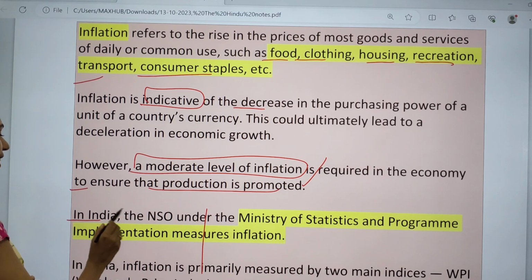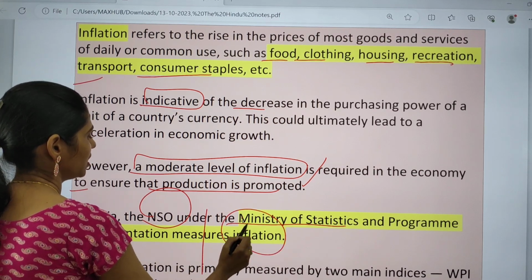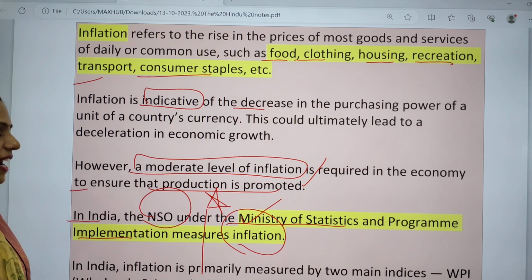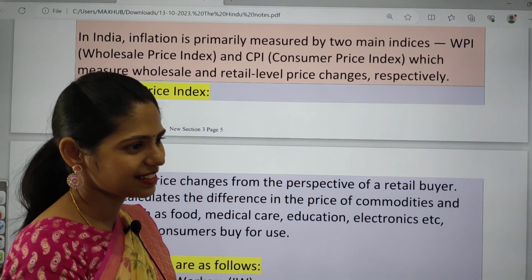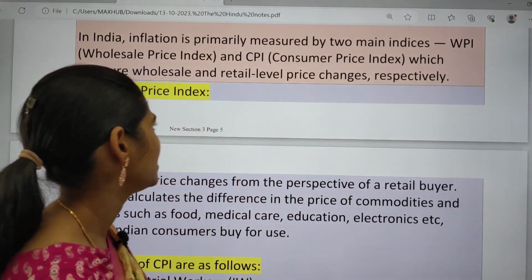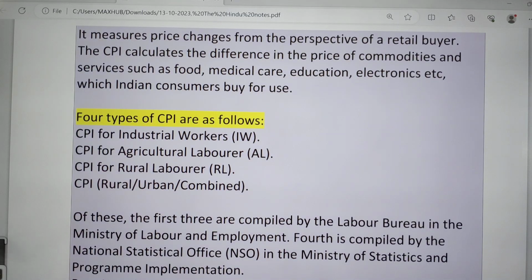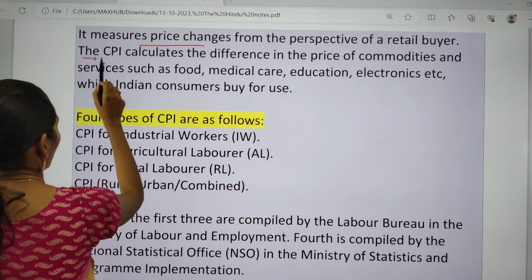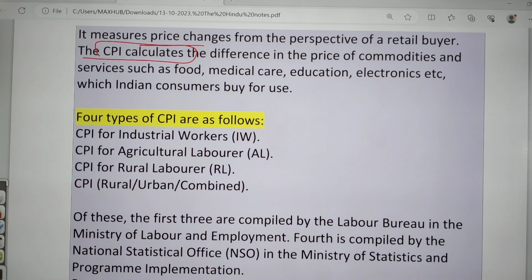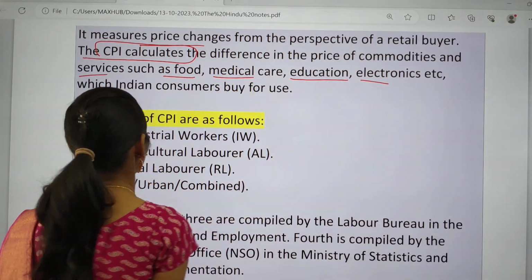And next one here is, in India, NSO under the Ministry of Statistics and Program Implementation measures inflation. And this is a very important fact. In India, inflation is primarily measured by 2 main indices. On one side we have the wholesale price index and on the second side we have the CPI, that is consumer price index. The consumer price index measures the price changes from the perspective of the retail buyer, and this CPI is calculated on commodities and services like food, medical care, education, electronics, etc.